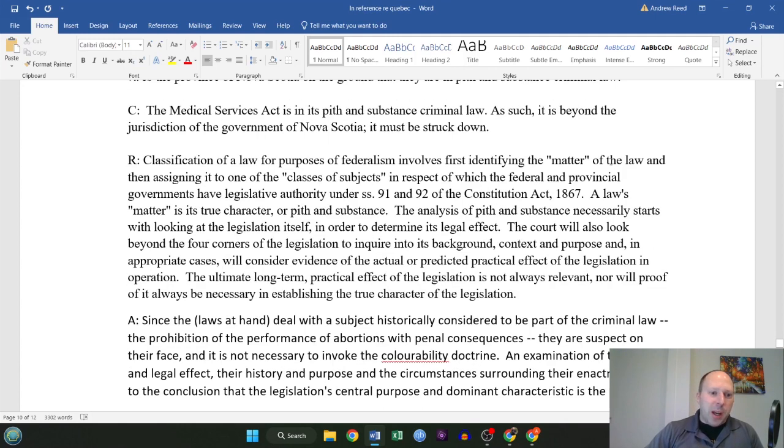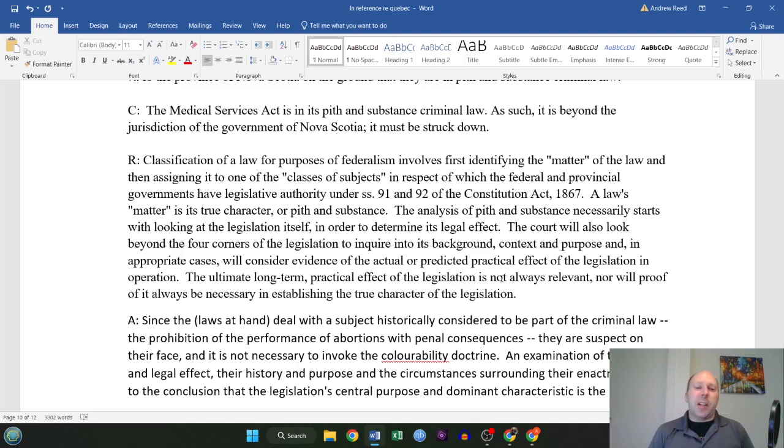So some of the rules that I found here were that classification of a law for purposes of federalism involves first identifying the matter of the law, then assigning it to one of the classes of subjects, as outlined in sections 91 and 92 of the Constitution Act of 1867. So those are the heads of powers. Province has powers. Federal government has powers. They are listed and enumerated there. So a law's matter is its true character, or the pith and substance. Typically all laws start with that under judicial review, under that pith and substance analysis.